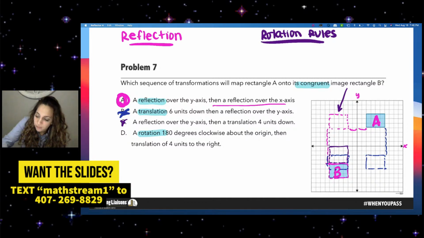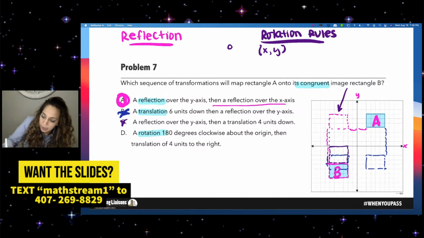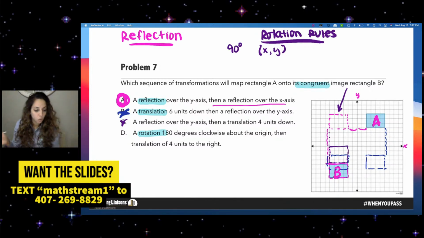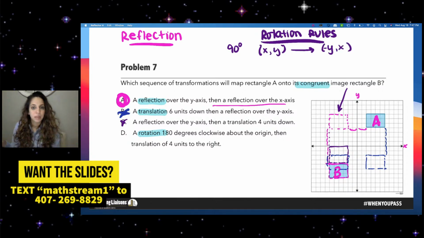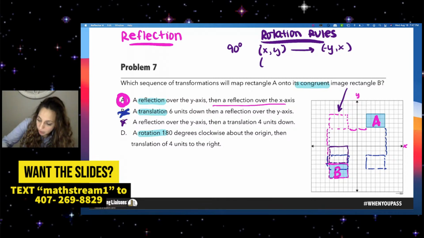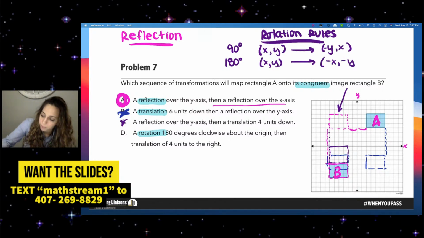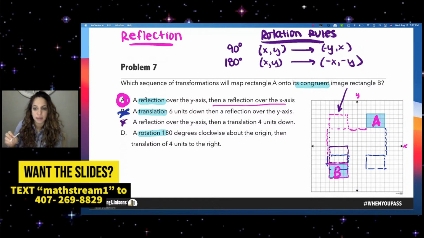So if I have an X comma Y and I rotate it 90 degrees about the origin, then it's going to translate into Y, negative Y comma X. If I have an X comma Y and I rotate it 180 degrees about the origin, it's going to turn into negative X, negative Y. And I'll show you what this means in a minute.